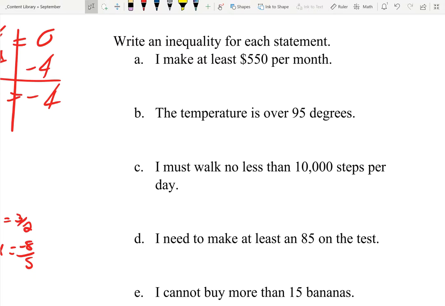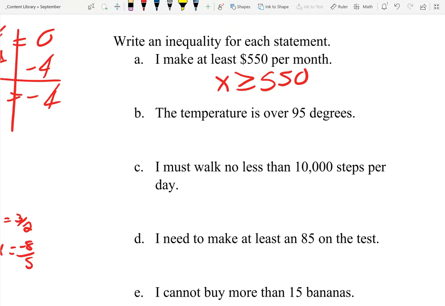So to write this as an inequality, I'm going to use x as myself. I am earning more than or equal to $550. So the amount of money that I make is either 550 or higher than 550. So that's where my x is coming from. The amount of money I make is bigger than or equal to $550.